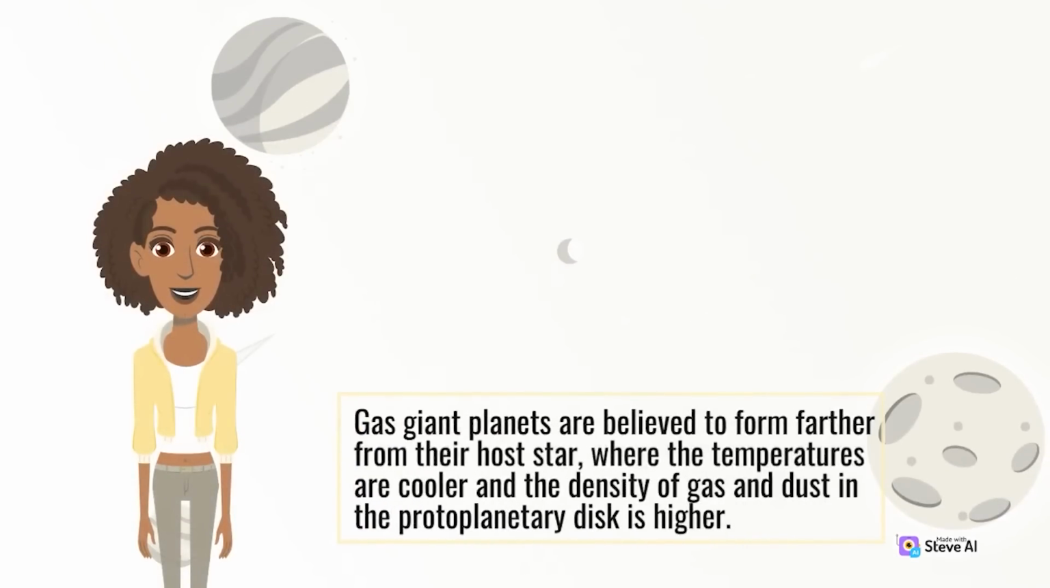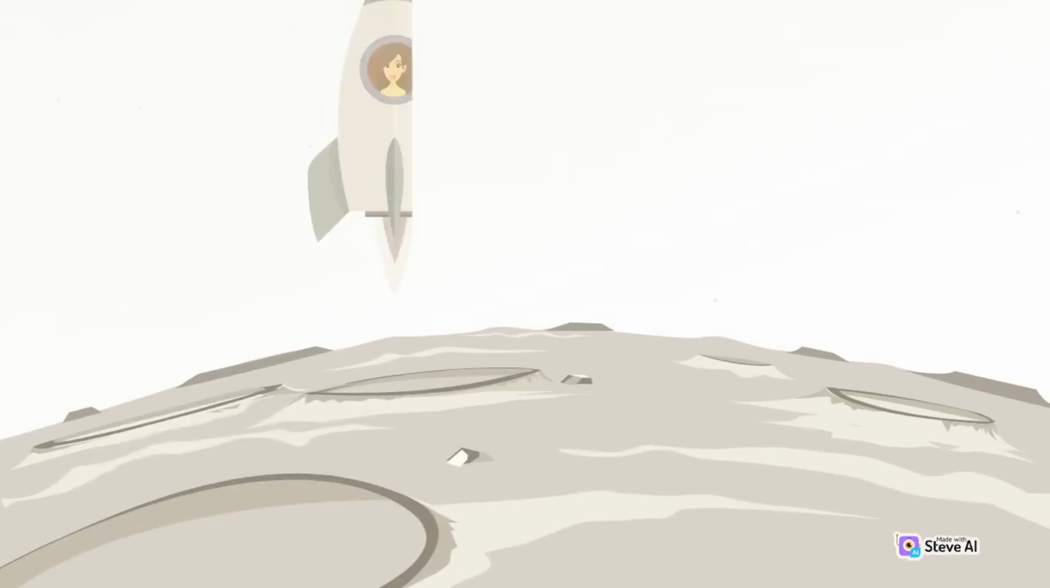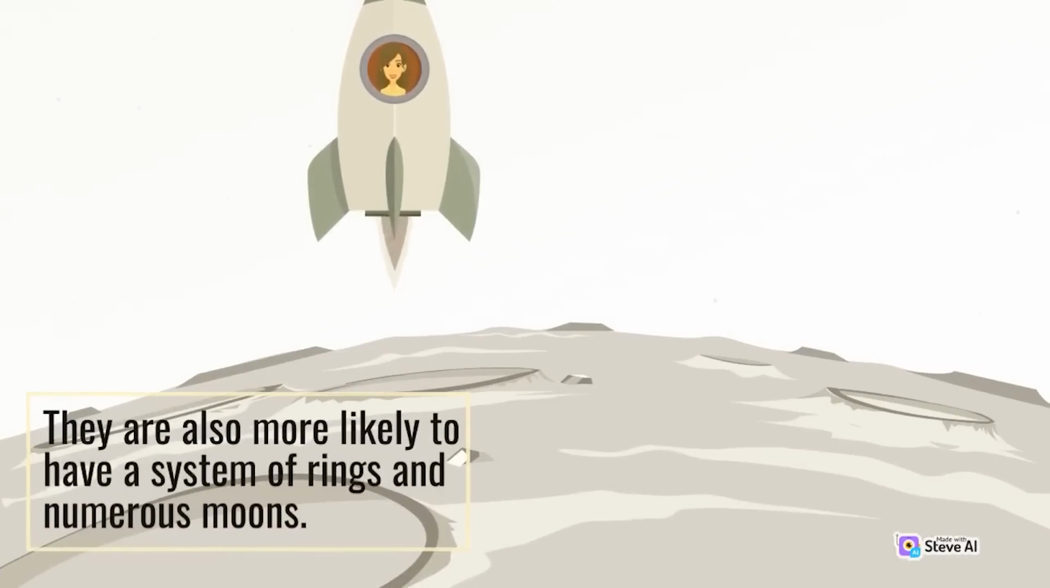Gas giant planets are believed to form farther from their host star, where the temperatures are cooler and the density of gas and dust in the protoplanetary disk is higher. They are also more likely to have a system of rings and numerous moons.